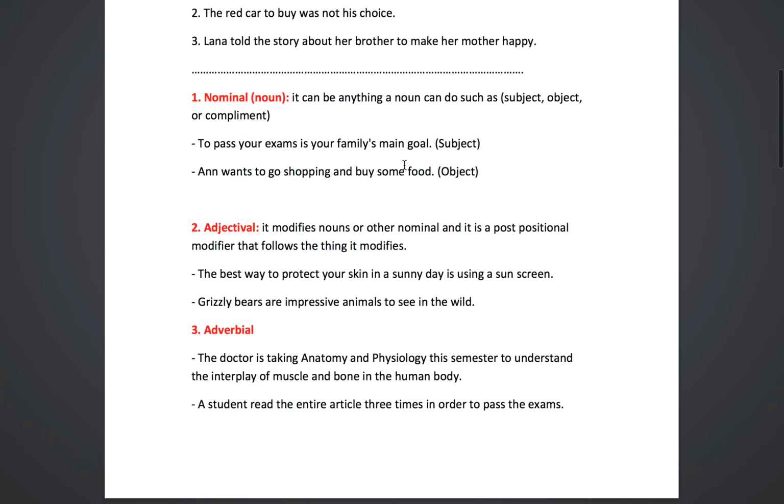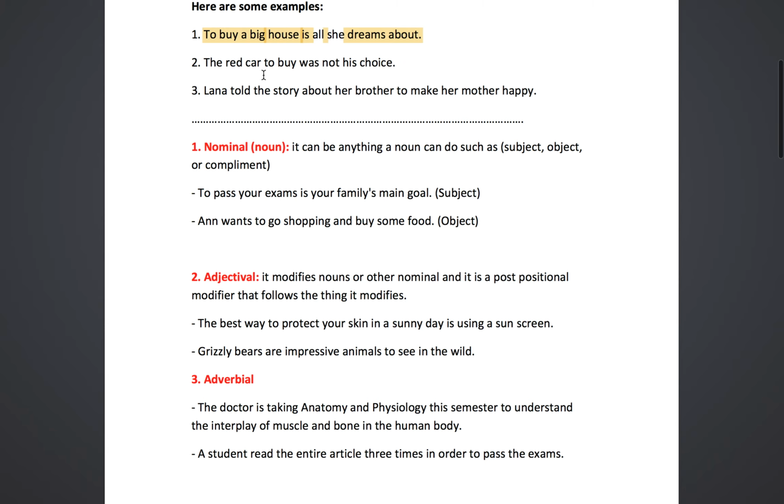And the second one: The red car to buy was not his choice. We said that infinitives or infinitive phrases could be the subject of a sentence, or could be nominal, or could be adverbial or adjectival. Here, this is the infinitive, but it's describing the red car. This is describing car, so this is an adjective.